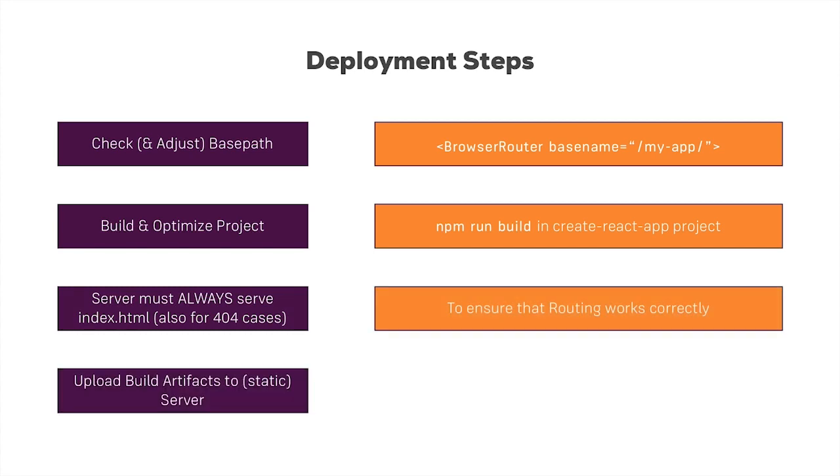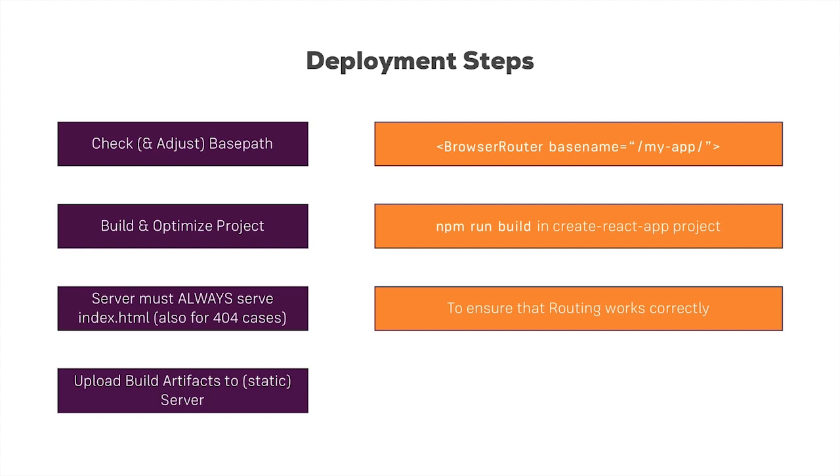Finally, upload the build artifacts you get from the second step, build and optimize the project, to a static server. You don't need a server running PHP or Node or anything like that. In the end, what you will deploy here is a single page app consisting of HTML and a little bit of CSS and a lot of JavaScript. None of that needs a server-side language.